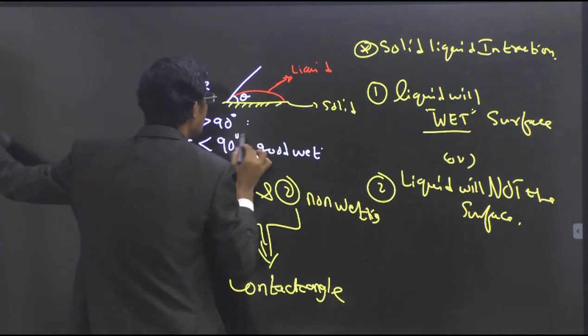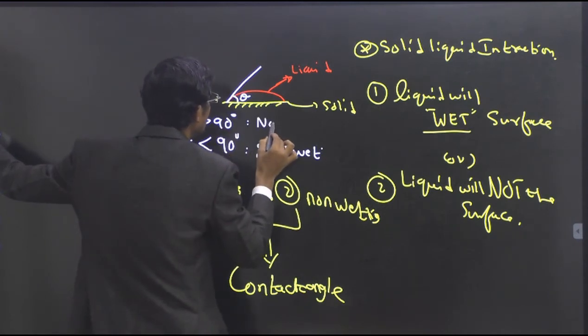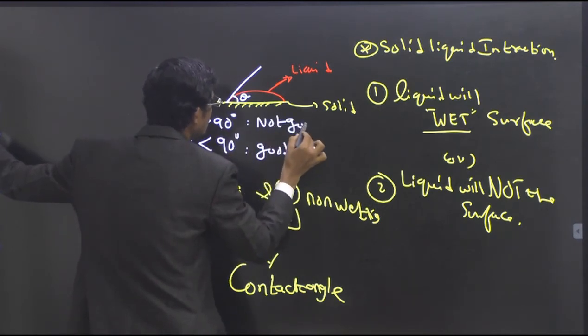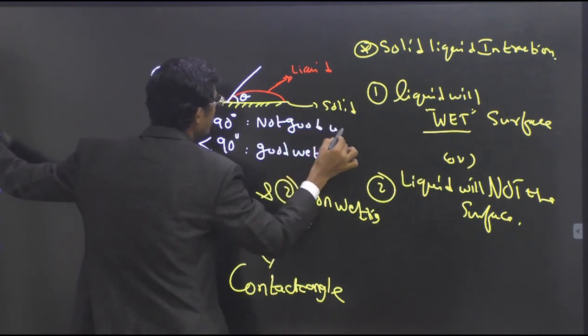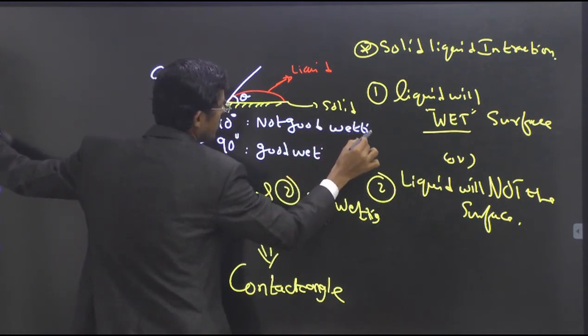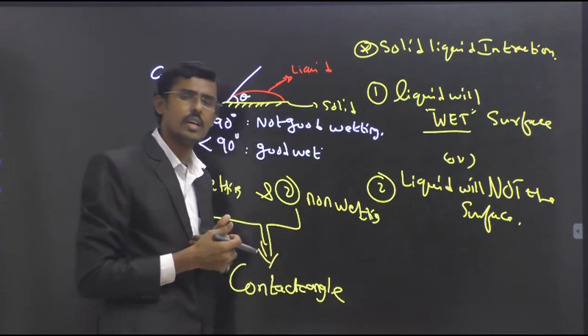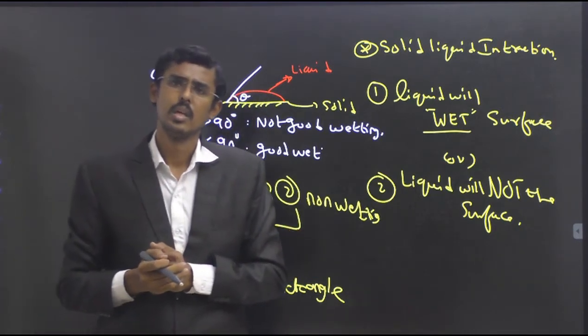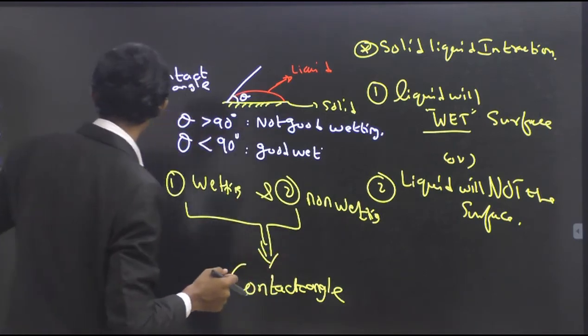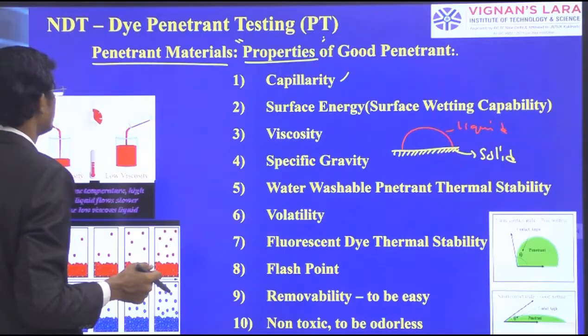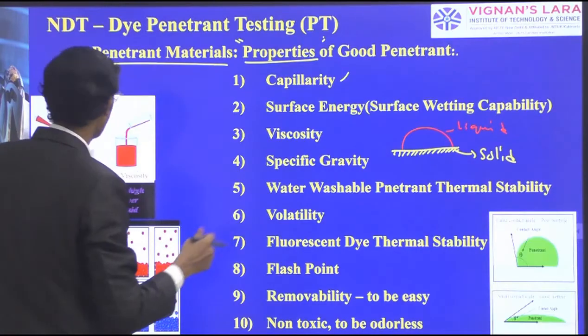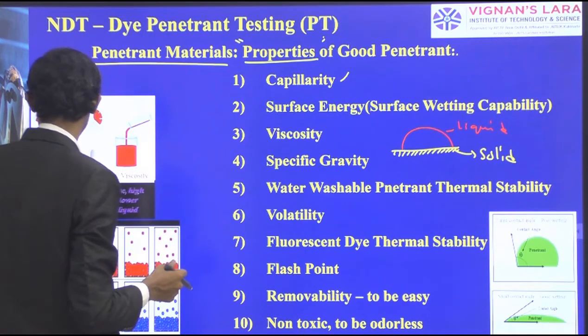If it is greater than 90, not good. Not good wetting. So these are the chances of making the wetting actions. With respect to this, I am further moving here. See, I am coming back with some influences.